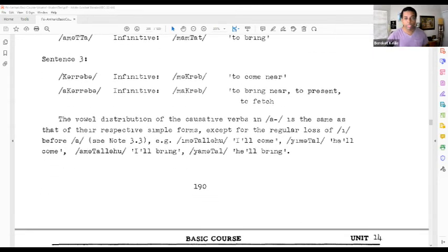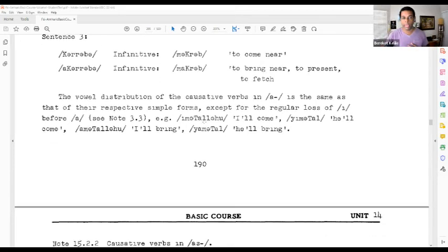The vowel distribution in the causative verbs is the same as in the simple, except for the regular loss of that before the ah sound. So in that paragraph at the bottom of the page, you have matalo, which means I'll come in the imperfective form, and yumatal, he'll come. Then amatalo, I'll bring, that causative form, and yamatal, he'll bring. So a similar vowel distribution as you go from form to form, just with that different element.